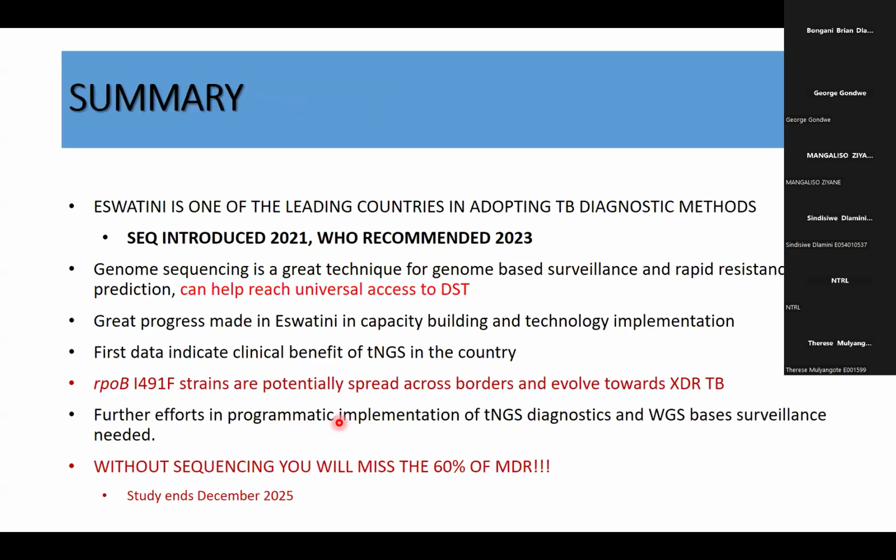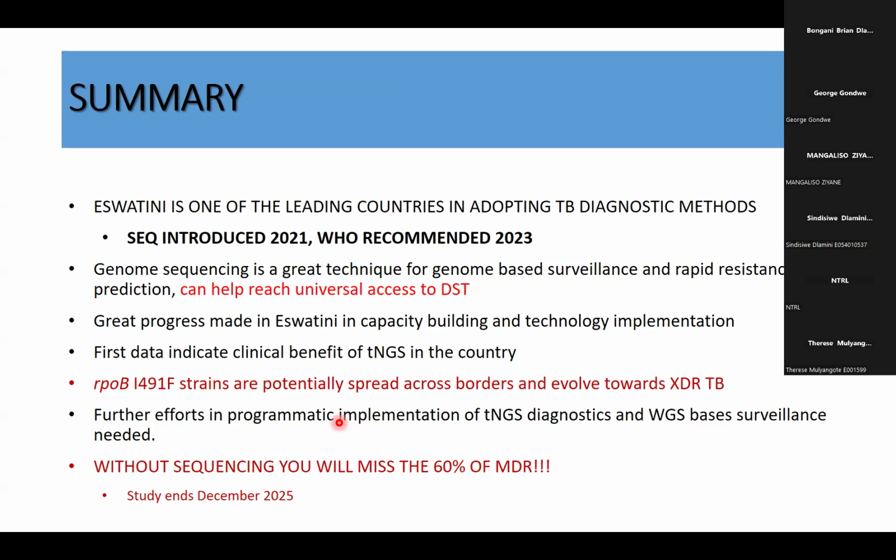So here is our summary. We're actually at the end of our presentation. We are saying Eswatini is one of the leading countries in adopting TB diagnostic technologies. We introduced sequencing in 2020, 2021, but you can note that it was recommended 2 years later by the WHO. We are also saying genome sequencing is a great technique for genome-based surveillance and rapid resistance prediction. This is evident through the issue of I491F, because you won't get the resistance by Xpert, but you can always get it by sequencing.